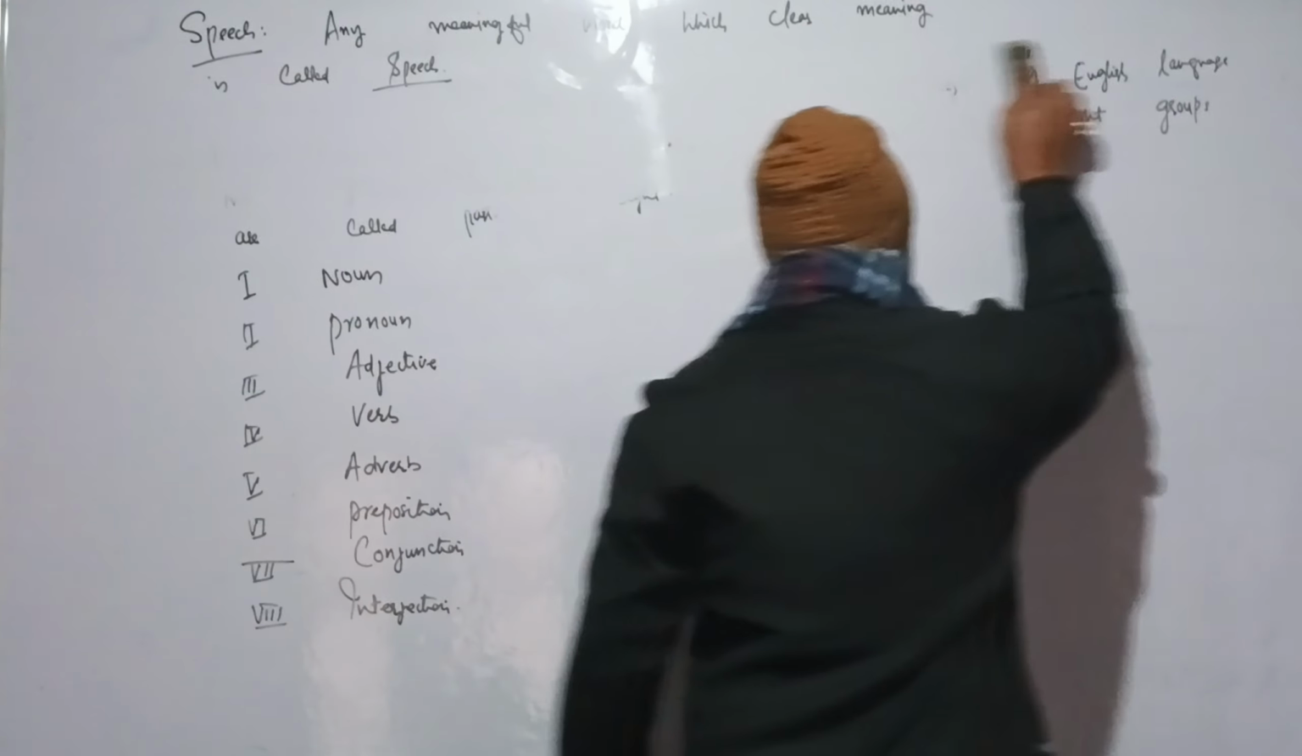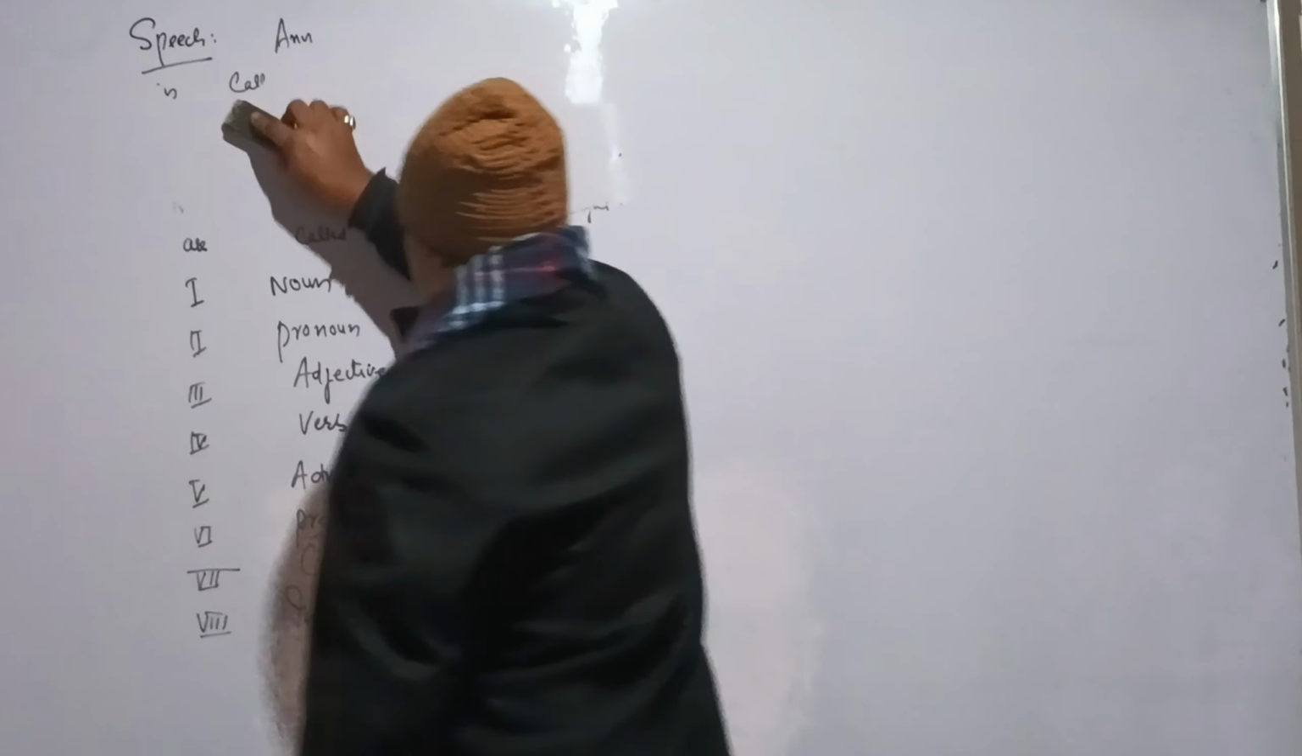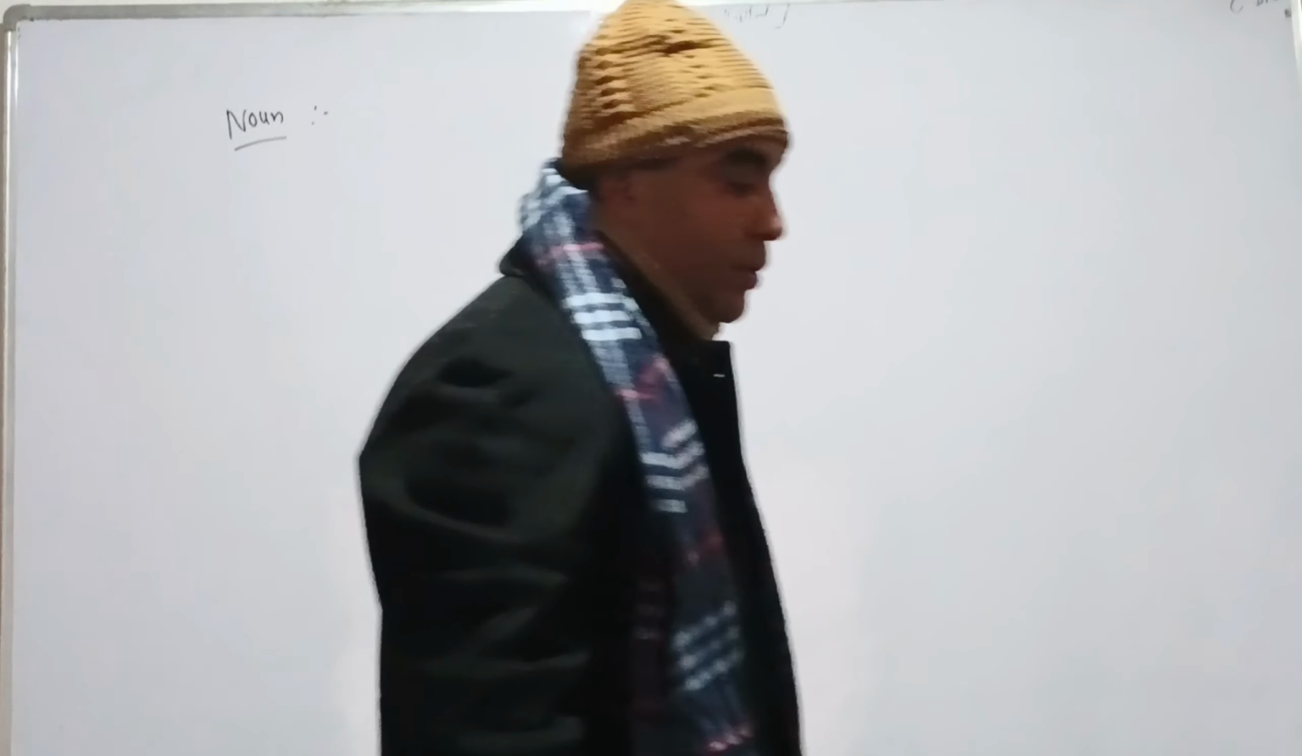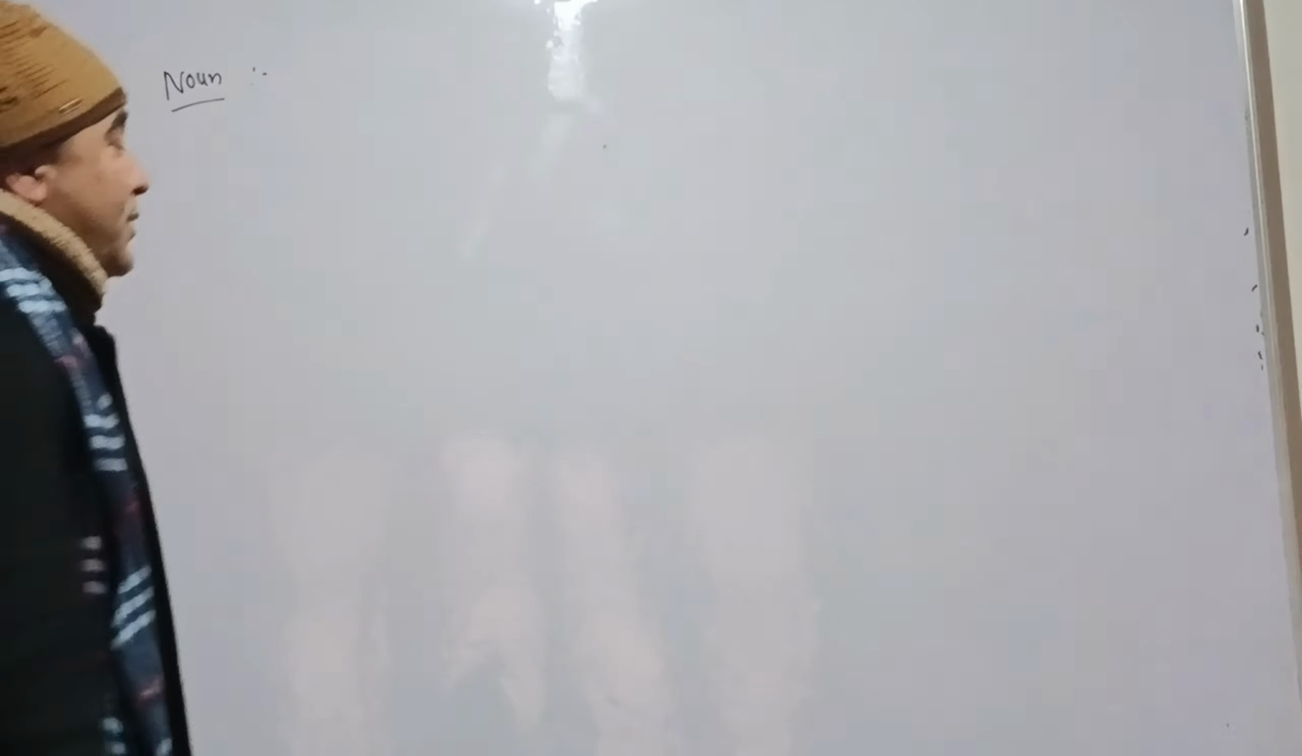Let us try to understand the noun and how noun can be recognized in a particular sentence. Let's see. The question is, what do you mean by the noun? Dear children, you might have read since your childhood that a noun is a name of person, place, or a thing. Definitely, this is a correct definition of the noun.